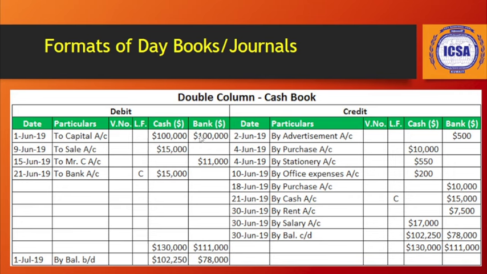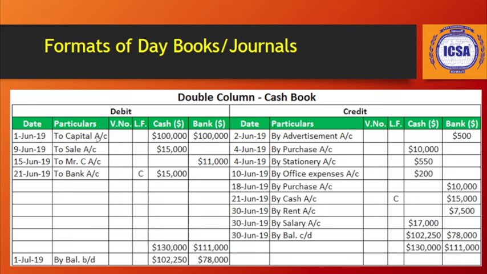There is another format of triple column cash book, three column cash book. There will be another amount column that will be showing the values of discounts. So far we can see that this is a format of the cash book. It has a debit side, it has a credit side. The same number of columns on the debit side, the same number of columns on the credit side.